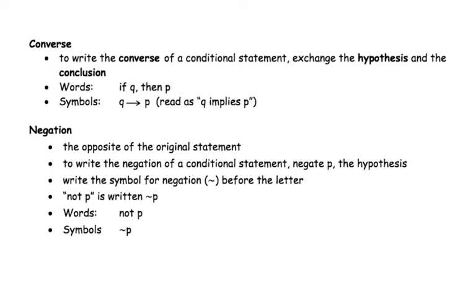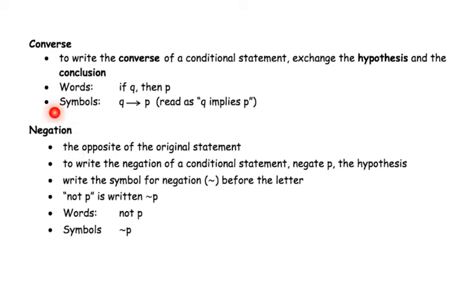All right. From conditional statements, we have something called converse. And to write a converse of a conditional statement, you basically just exchange the hypothesis and the conclusion. So you basically just switch the order. So it would become if Q, then P, or in other words, Q implies P. So you literally just switch it. The word if and the word then stay where they're at. You literally just switch the hypothesis and the conclusion.